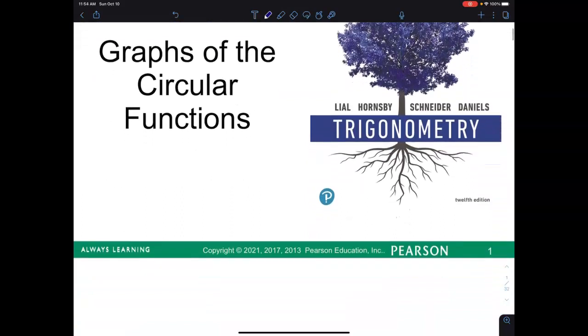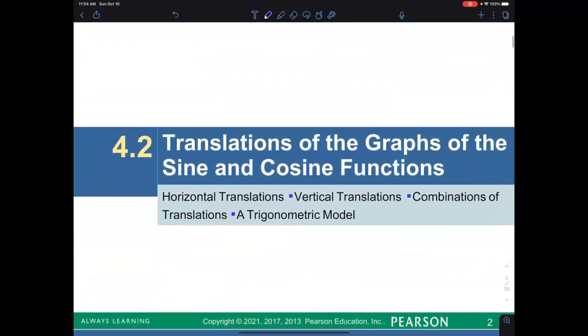So now what we're going to look at in 4.2 is not a multiplicative effect, not growing the amplitude or growing the period, but instead horizontal and vertical translations. And a translation, different than making the function appear bigger or smaller, the graph of the function appears exactly the same, but it simply slides to the left or to the right in a horizontal translation, or it shifts or slides up or down in a vertical translation.